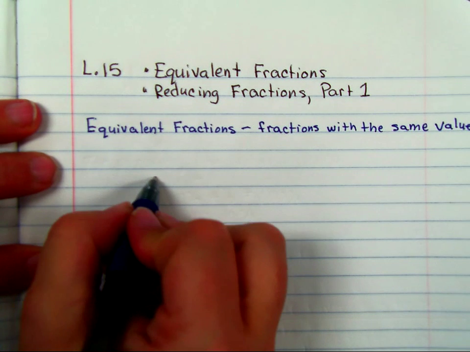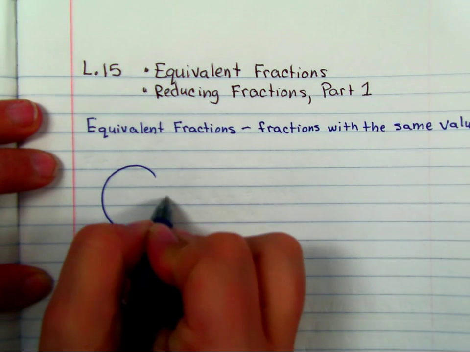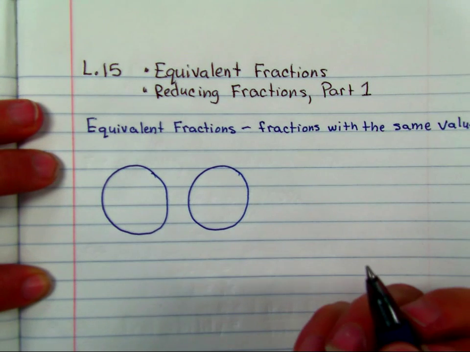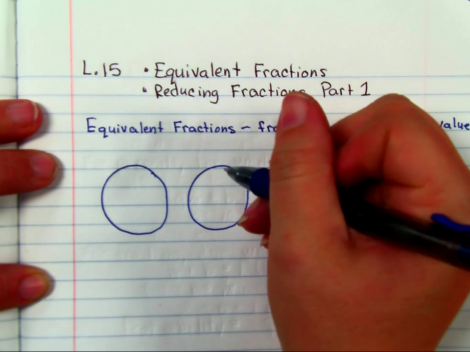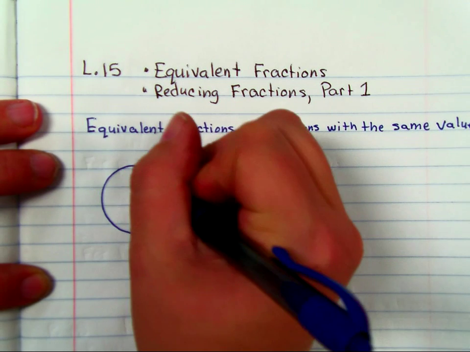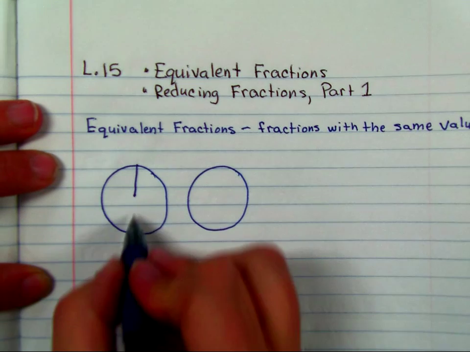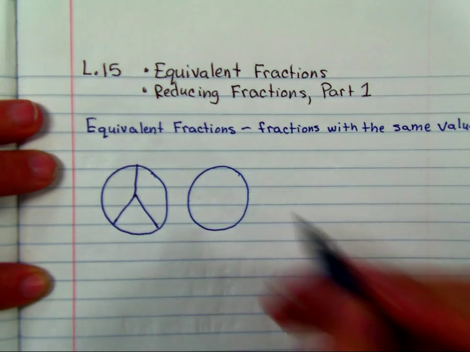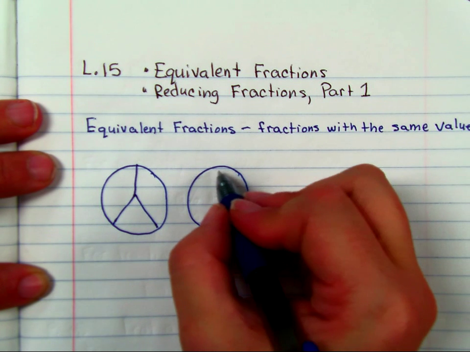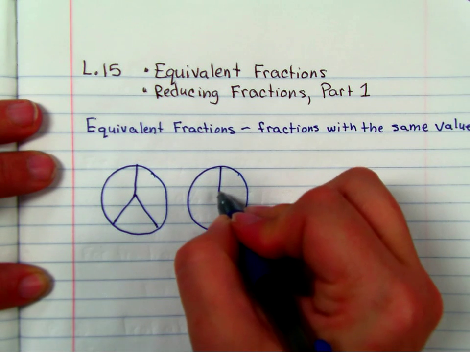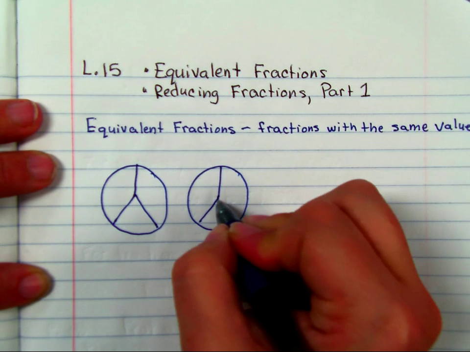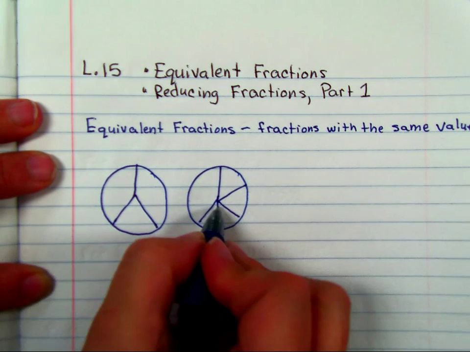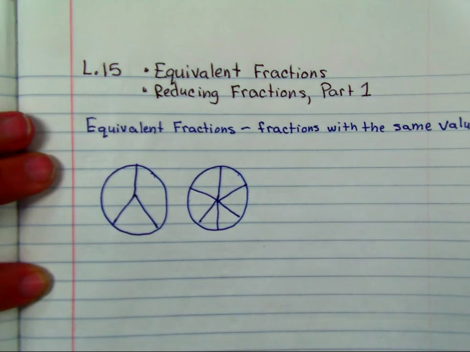Go ahead and draw two circles. One of your circles, I want you to draw a line down to your middle point, then come out in a Y. Your other circle, I want you to do the same thing. And then I want each of those to be divided in half.